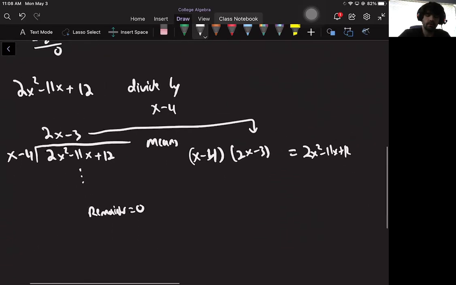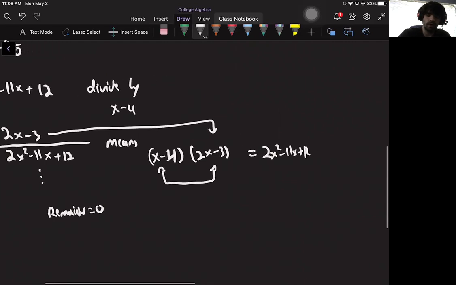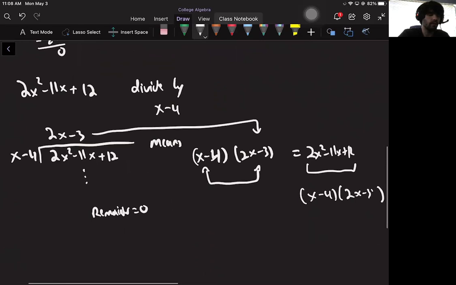So multiplying these two out is the opposite of starting with this thing and factoring out an x minus 4 by dividing it out, and then the leftover will be 2x minus 3 when you do the long division.